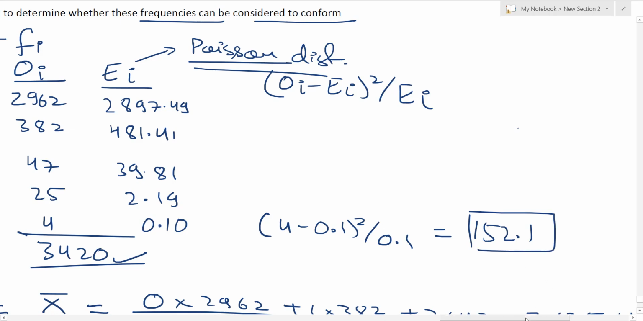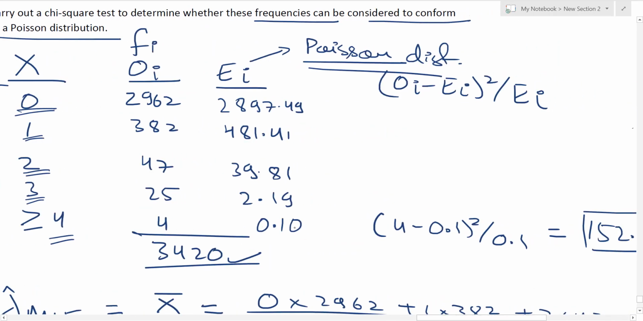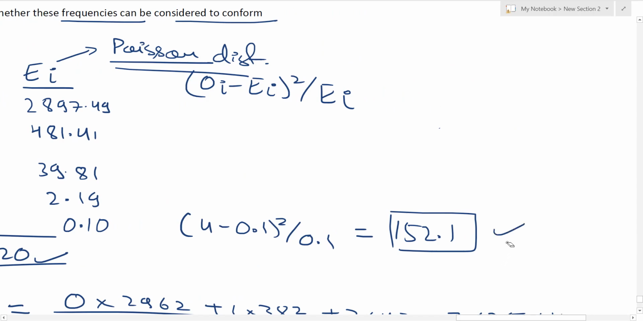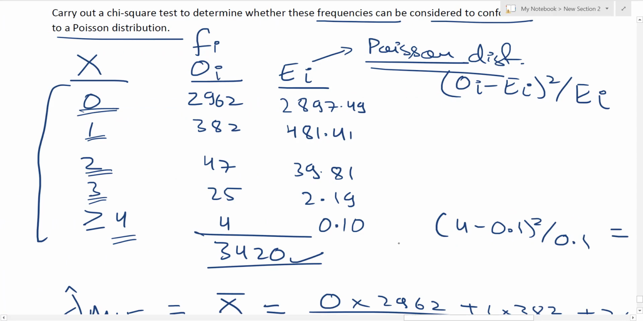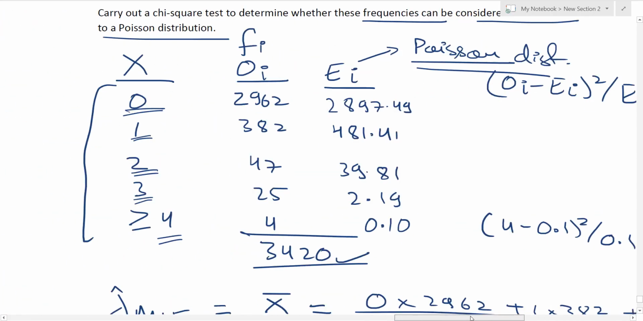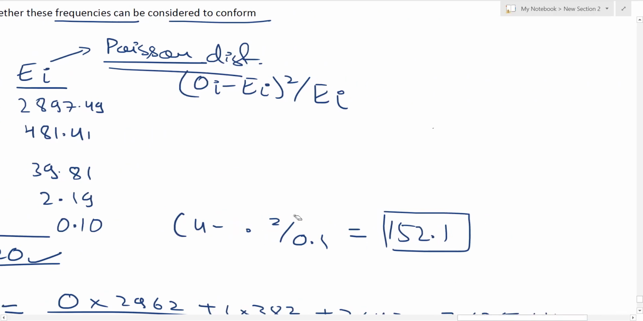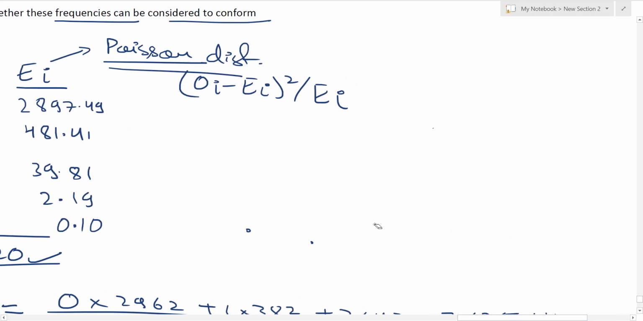Why is this value absurd? Because it's just 4 policies that we are talking about, just 4 policies that have more than 4 claims. And they will influence my test statistic by 152.1, which is very big. So it's absurd to take this value of EI, which will inflate my last category so much, which is unnecessary. So instead of doing this, we follow a rule.